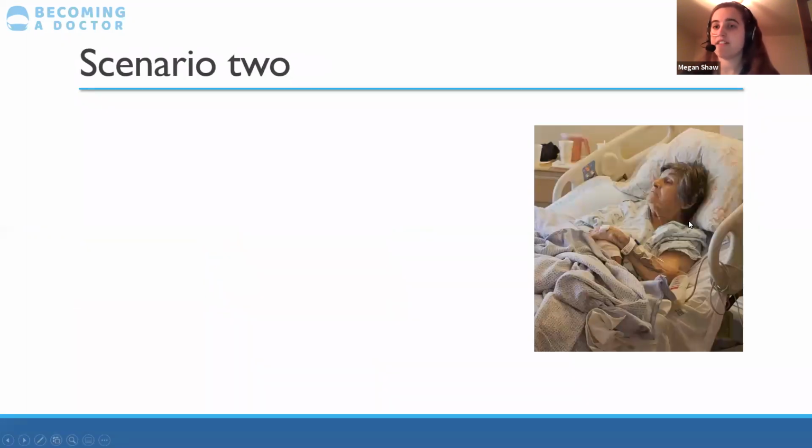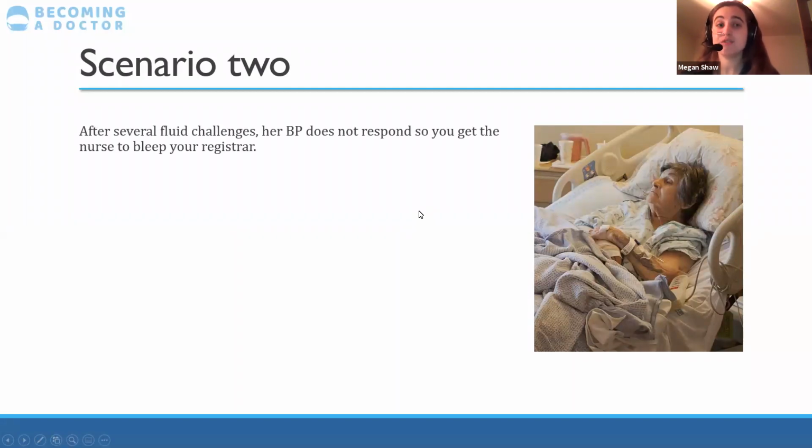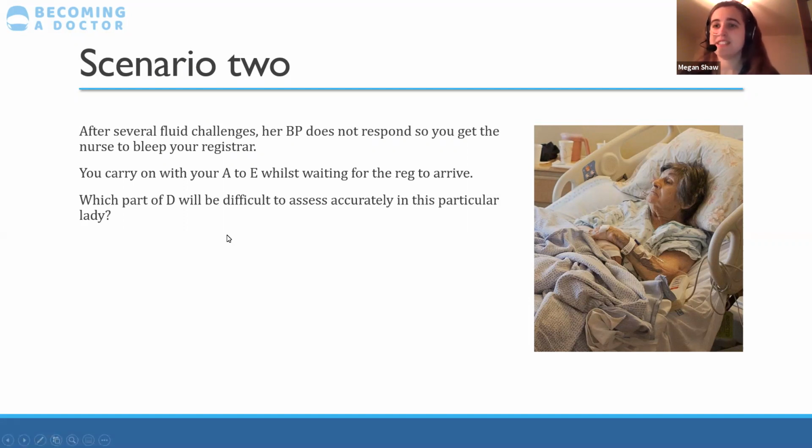But back to the scenario. So back to Mrs. Smith. After several fluid challenges, her BP doesn't respond. So you get the nurse to bleep your registrar. You carry on with your A to E whilst you're waiting for her to arrive because you've reached the maximum of your fluid challenge. Which part of D will be difficult to assess accurately in this particular lady?